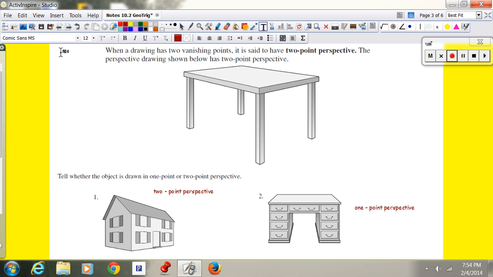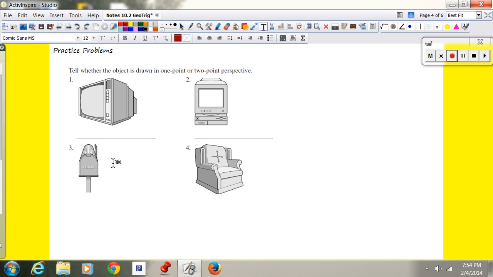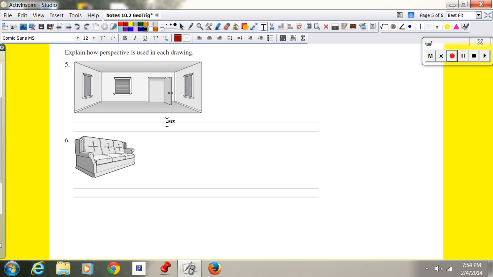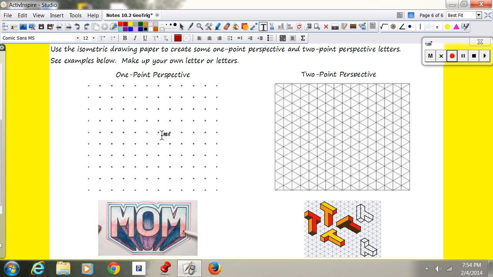All right, the rest are your practice problems. They're just really simple ones here, the first 4, just 1 or 2-point perspective. And then you just explain these two a little bit. And then you're going to draw me some letters that have a 1-point perspective, like the word mom here, and a 2-point perspective, like the T's you see down here. You can write your name or just draw a few letters or something that looks cool that has a 2-point perspective.